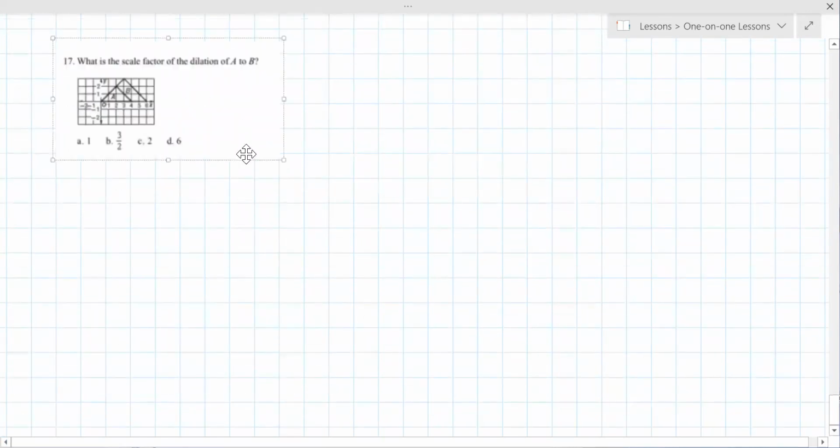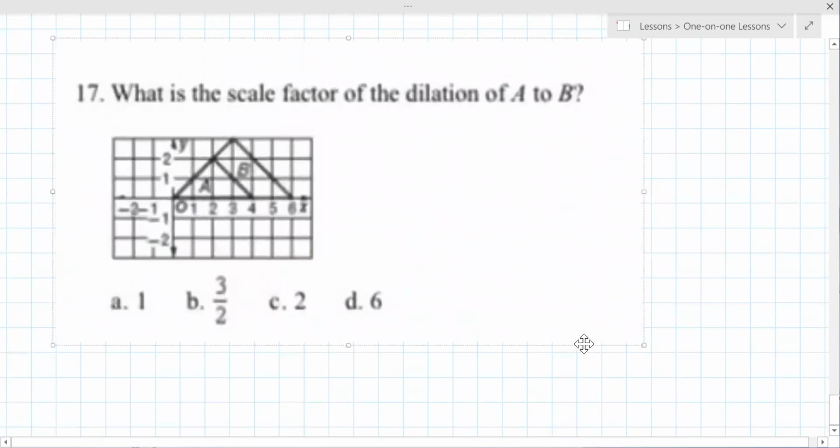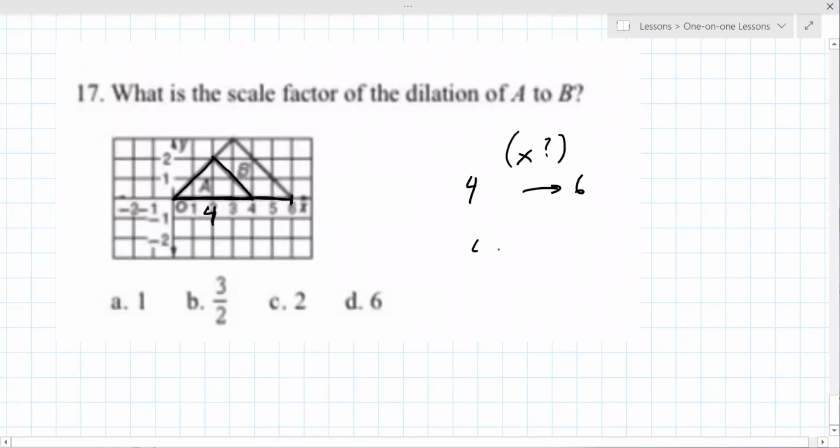Moving on to scale factor. So a little bit hard to see, but triangle A is here, kind of highlighting it again. This bottom length is 4 units. B's bottom length is how many units? It's 6. So 4 to 6, what's the multiplier to go from 4 to 6? Well, it's essentially like solving 4 times k equals 6. K is the dilation scale factor. So to solve for k, you divide by 4. K equals 6 divided by 4, which is 3/2 or 1.5.